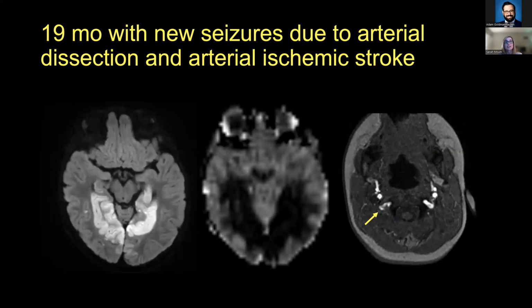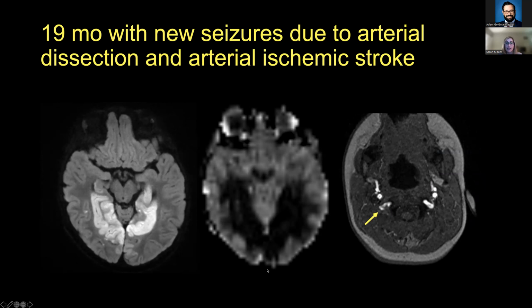This next patient is a 19-month-old with new seizures. The DWI images show bilateral infarctions in the occipital lobes. On ASL, there are large areas of decreased perfusion in the same areas. The MRA image shows irregularity and narrowing of the right vertebral artery, which was secondary to arterial dissection.